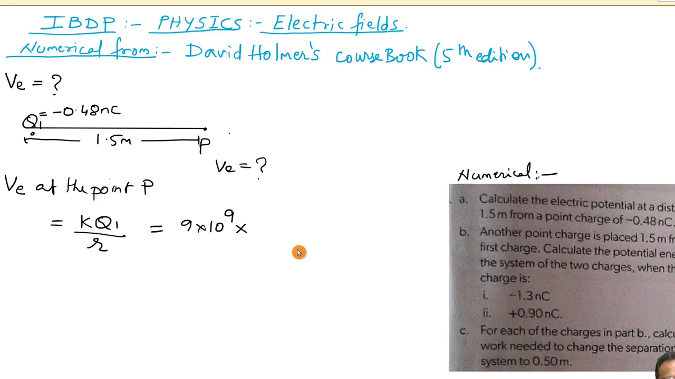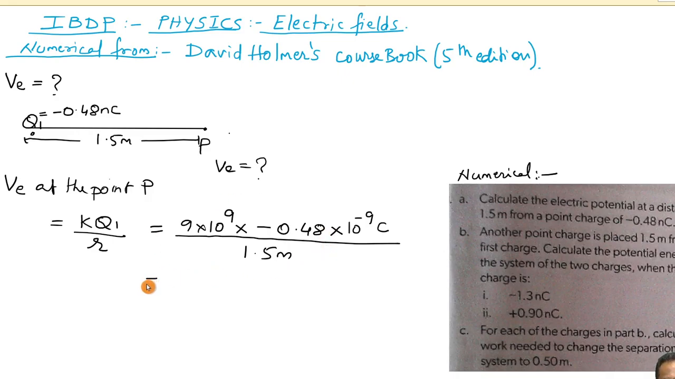Now Q1 is your source charge, so its value is minus 0.48 nanocoulombs. So we'll have to convert it into coulombs, so into 10 raised to minus 9 coulombs, right? And the whole thing divided by R. R is nothing but the distance of that point P from the source charge, which is 1.5 meter, right? So remember here the distance should be in meters and the charges should be in coulombs. If they are not in meter or coulomb, you have to convert them into coulomb and meter respectively, and then carry on with the calculation.